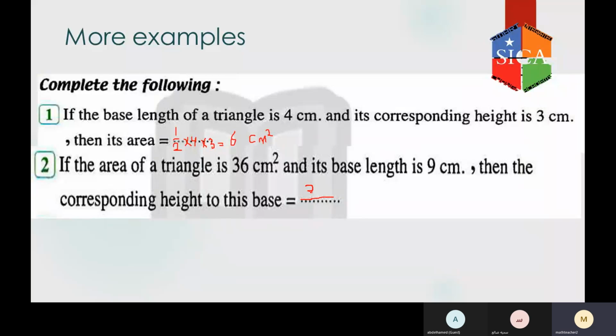Here our area is 36 square centimeters, divided by half the base. The base here is 9. Half our base is 4.5. 36 divided by 4.5 equals 8 centimeters. Then the height equals 8 centimeters. This is the height, in centimeters.